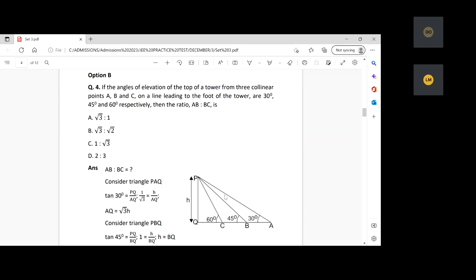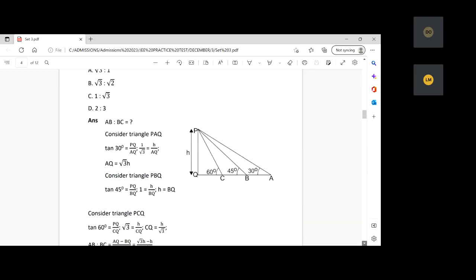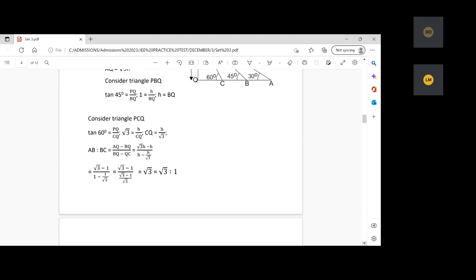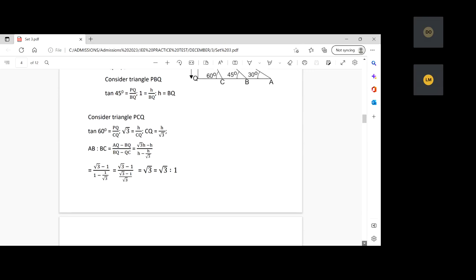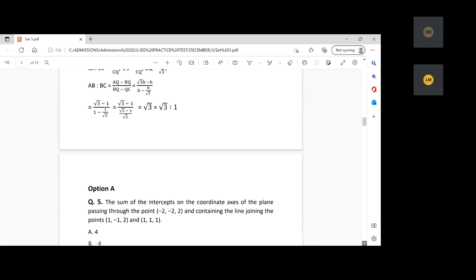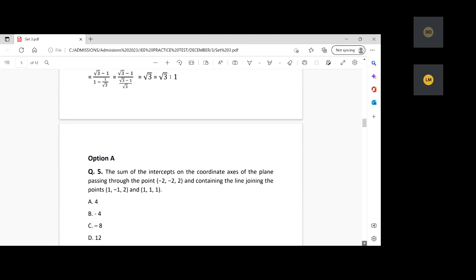You need to consider each of them individually. Just with the tan function, you'll be able to find this. Now I think we'll move on to the next question because I think it's easy.